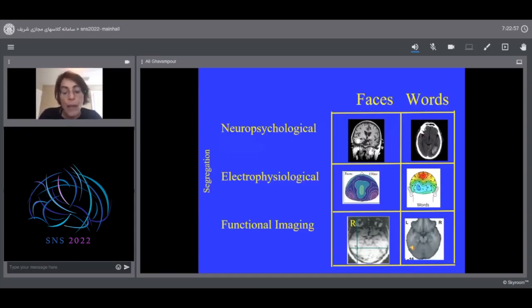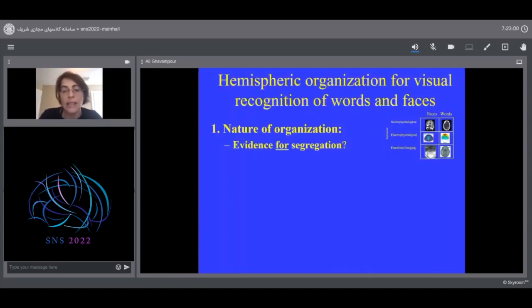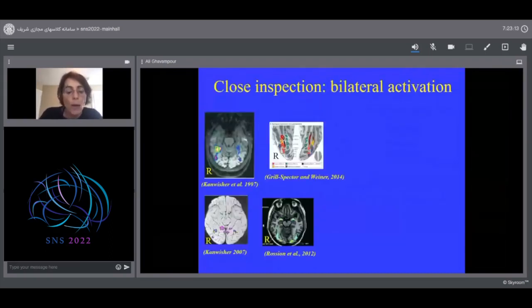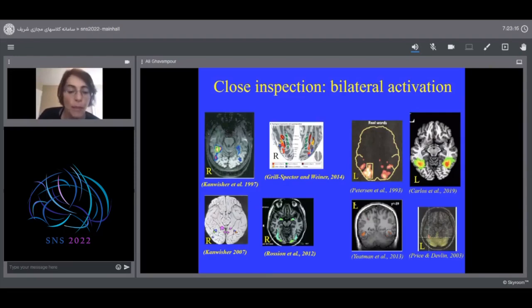But if we look a little more closely at the existing evidence, I'm going to suggest to you that the evidence is really against segregation. If we look at this left-hand corner that says Kanwisher et al., you can see that there is a small window over the right fusiform face area. But if you look closely, there is an area that's activated in the left hemisphere as well. And if you look at all of the other images on the left, you will see that there in fact is bilateral activation for faces in almost all of the imaging studies.